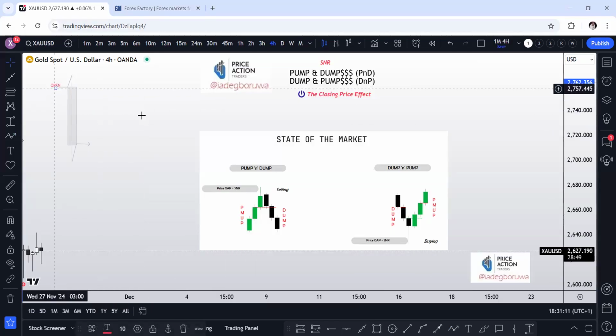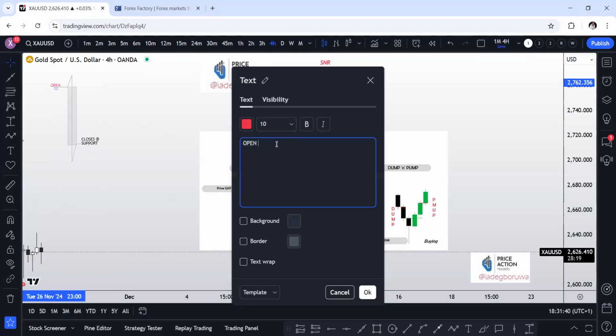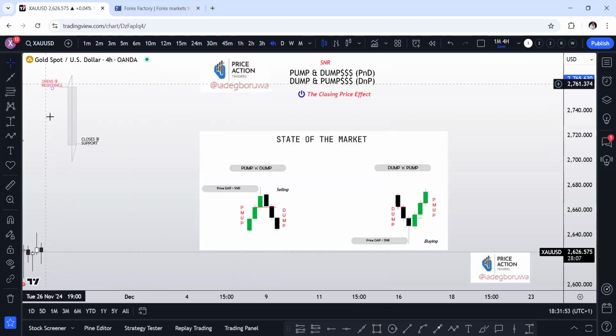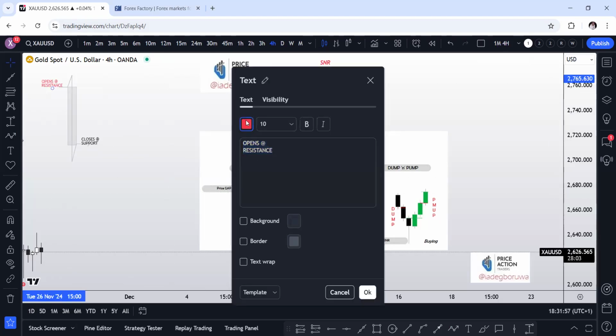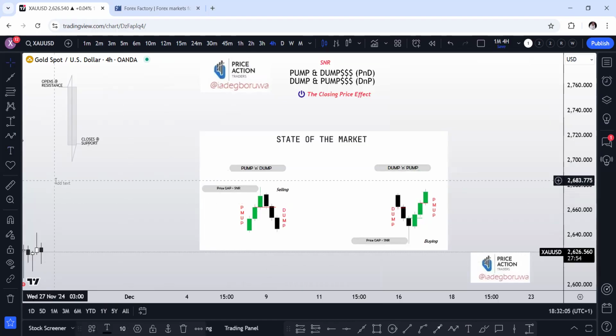If this is the open, then this will be the close. It closes at support. So the market opens at resistance and closes at support. This makes it a bearish market, a bearish trend.